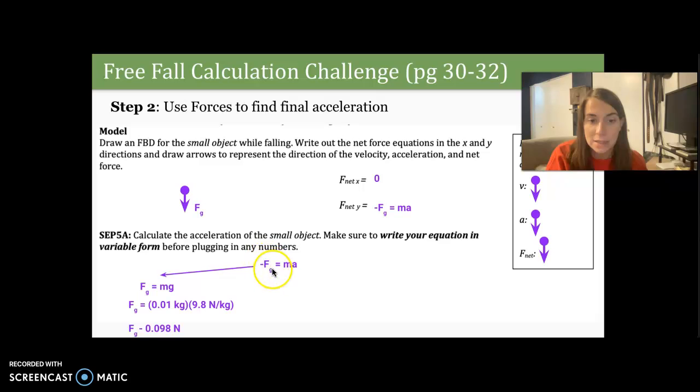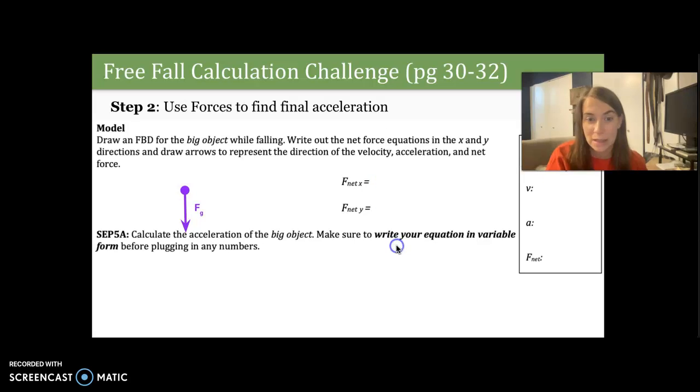Now I can plug that back into this equation here for Fg. So I have negative that, because my Fg is downward, is equal to 0.01 A. That's the mass of the block. Divide the mass to the other side, and I get A is negative 9.8 meters per second squared. That's the acceleration of the small block when it was falling. I found that by finding the weight of the small block and setting it equal to ma because F net equals ma. All right, pause the video, try this for the big block, and then I'm going to go through it.